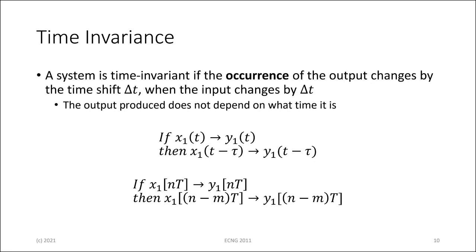All right. So in other words, mathematically, if an input x1 gives an output y1, then if I delay x1 by some amount tau, the same output is going to appear delayed by the same time tau. And same thing for the discrete time system. You delay the input by a certain number of values, then the output is supposed to be the same output, but just delayed by exactly the same number of values. It does not depend on time.